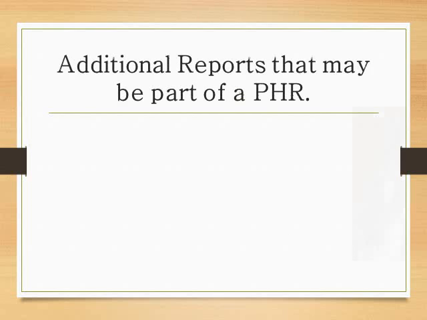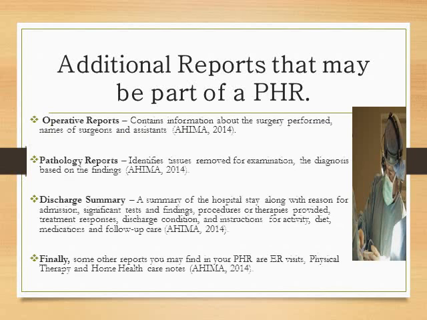Additional reports that may be part of a PHR. Operative reports: contain information about the surgery performed, names of surgeons and assistants. Pathology reports: identify tissue removed for examination and the diagnosis based on the findings. Discharge summary: a summary of the hospital stay along with the reason for admission, significant tests and findings, procedures or therapies provided, treatment responses, discharge condition, and instructions for activity, diet, medication, and follow-up care.